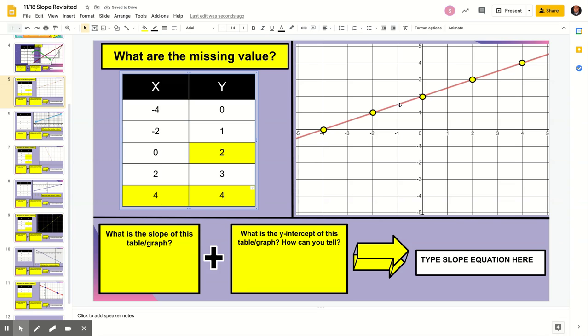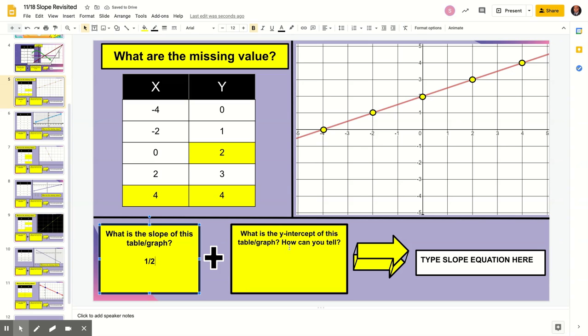So what is the slope? Well, slope is found by doing the change in y over the change in x. So on a table, 0 to 1 is plus 1. -4 to -2 is plus 2. So I have 1 over 2, positive 1 over 2.